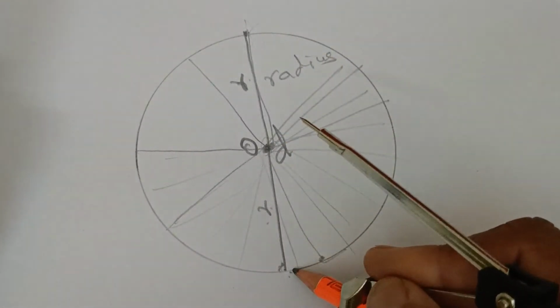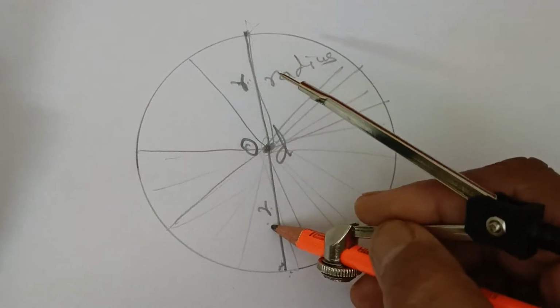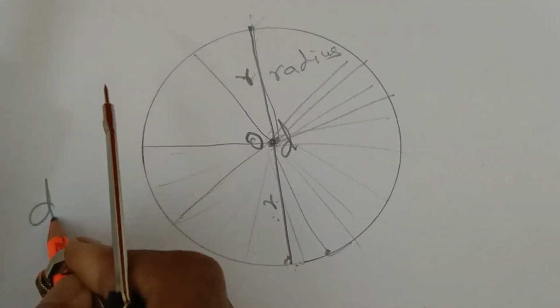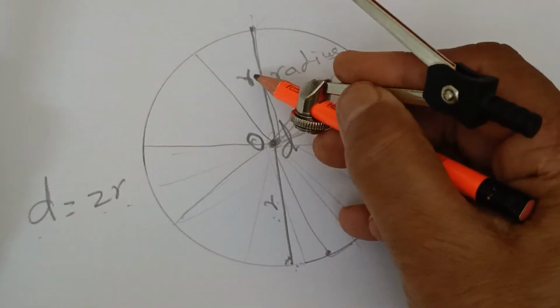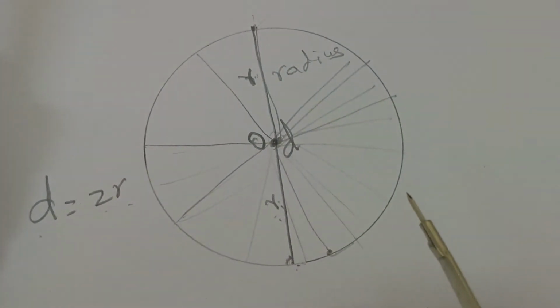In one diameter, how many radii are there? 2 radii. So we get the relationship D = 2R. Diameter is equal to 2 times the radius. Radius plus radius, 2 radii.